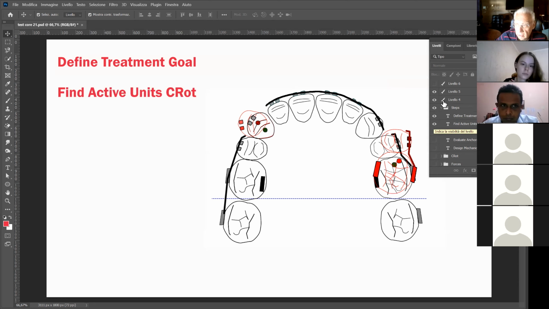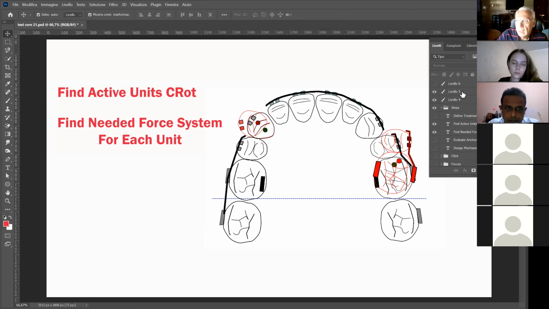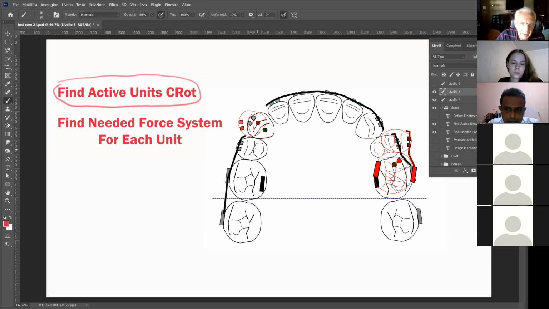Find active units center rotation. This is a first step that is needed to find the force system. So to find the needed force system, you have to analyze the movement, find the center rotation, and then from that, you can have an idea from the movement analysis. When I say find the active unit center rotation, I mean, okay, analyze the movement, okay? From that, you find the needed force system.